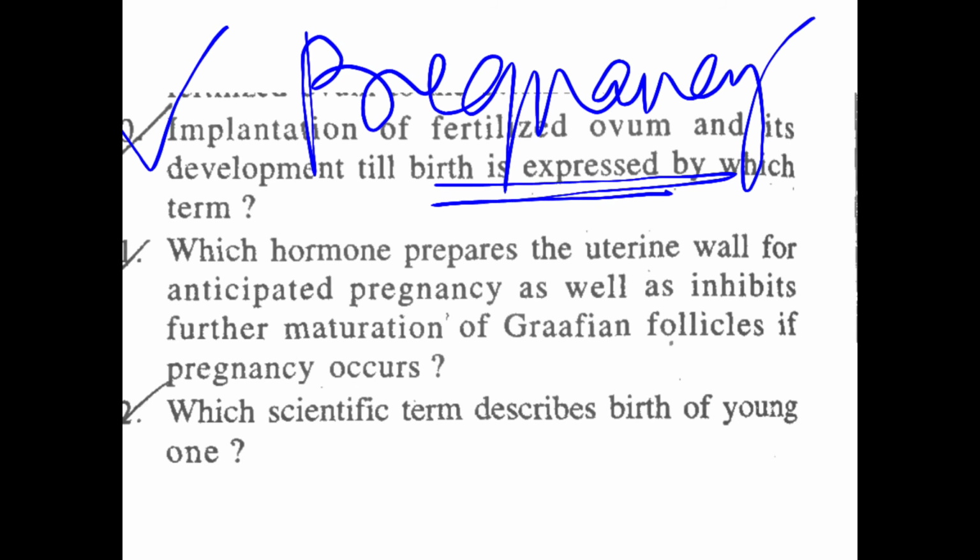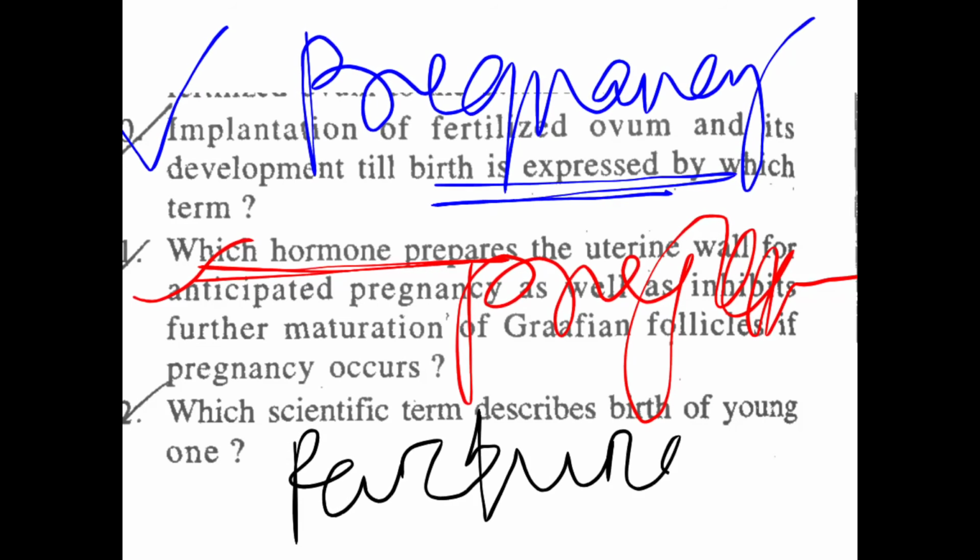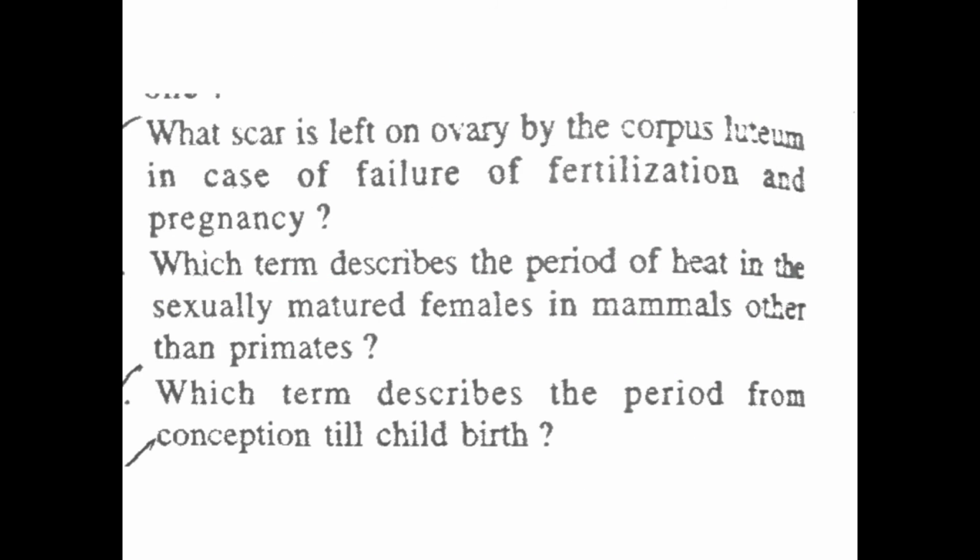Then, which hormone prepares the uterine wall for anticipated pregnancy as well as inhibits further maturation of the Graafian follicle? That hormone is progesterone. Then which scientific term describes the birth of the young one? Do you know this? This is parturition. I have discussed this parturition. Okay, next.